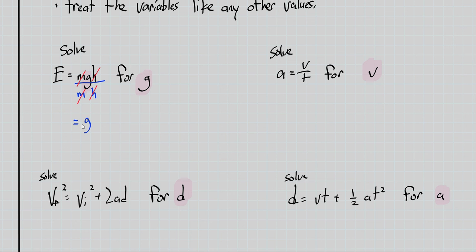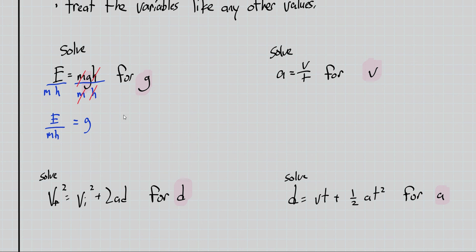And the only thing I need to do is remember to follow that rule, where I need to also divide by m and by h on the left side. So E over mh is equal to g. This is solved. Solved for g.